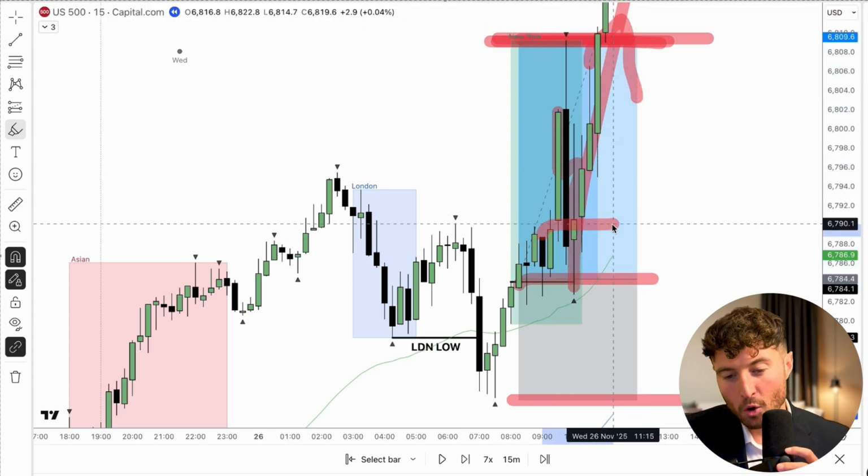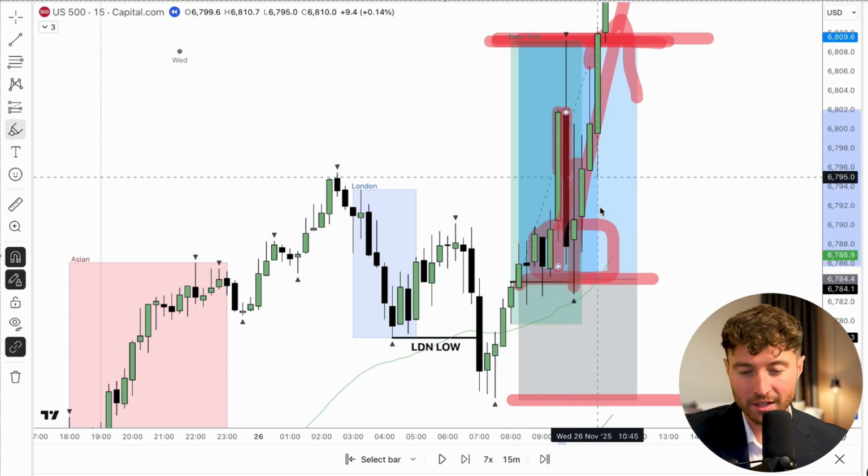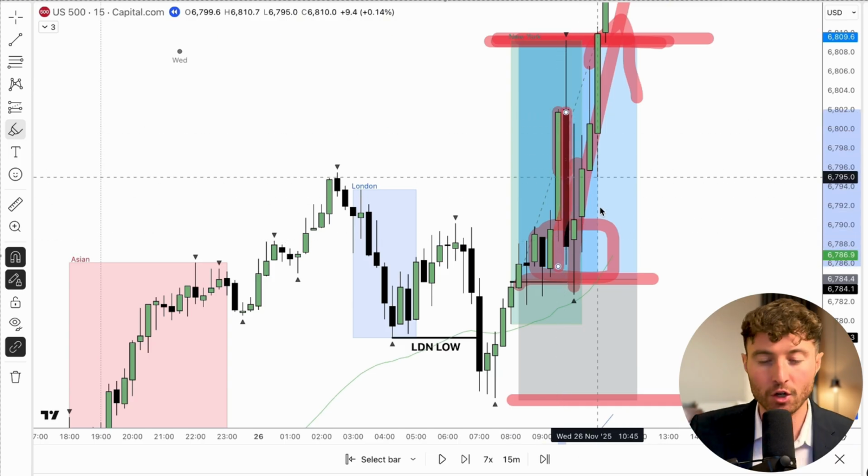Also, traders may have got emotional right here. They may have micromanaged, they may have closed early on this big bearish candle right here. So it's important to adopt that sort of mechanical algorithmic mindset, and that's going to really help you as a trader.